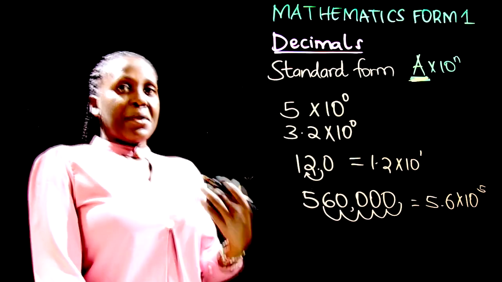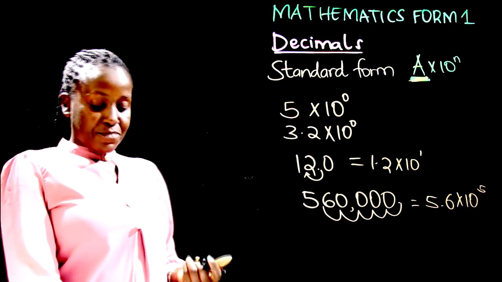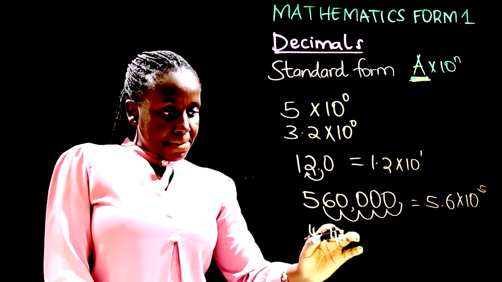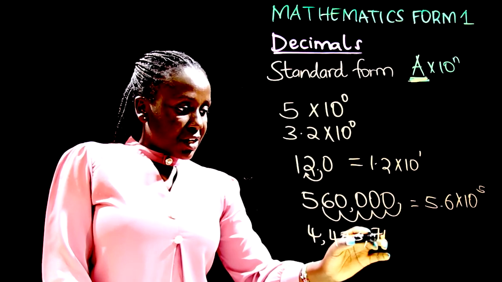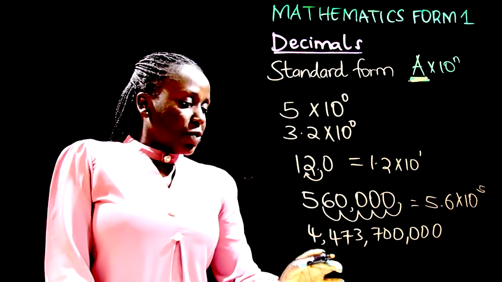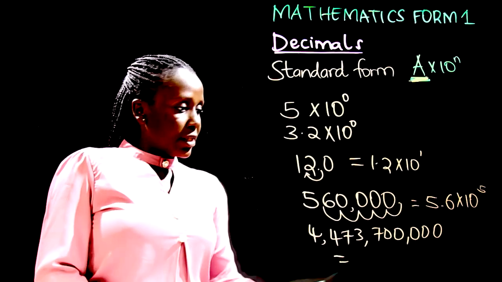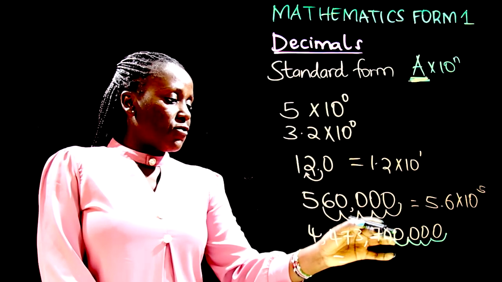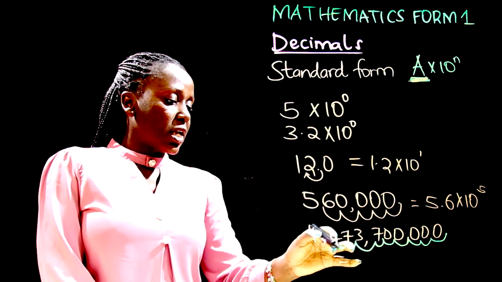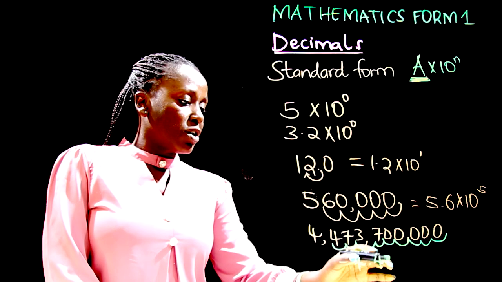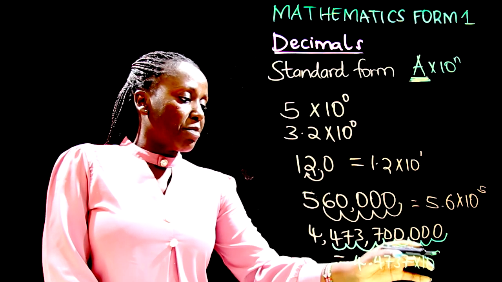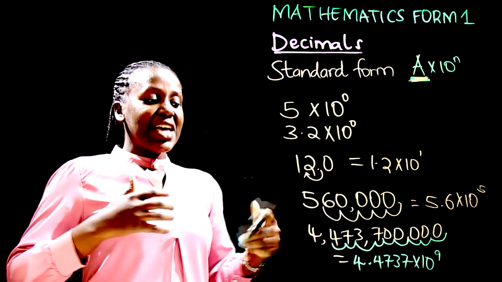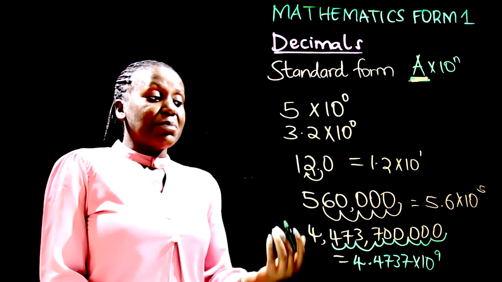Finally, one more example. Remember what we gave as a distance between the Sun and Neptune? That was 4,473,700,000. So how do we write this in standard form? We check, the decimal point is here. So we move it backwards how many times? 1, 2, 3, 4, 5, 6, 7, 8, 9. So this will be 4.4737 times 10 power 9. So wouldn't it be easier to say that the distance between the Sun and Neptune is 4.4737 times 10 power 9?